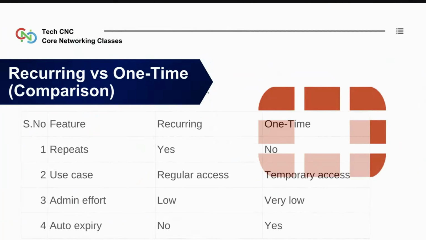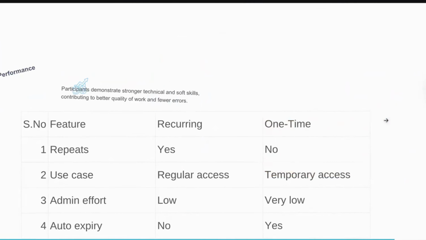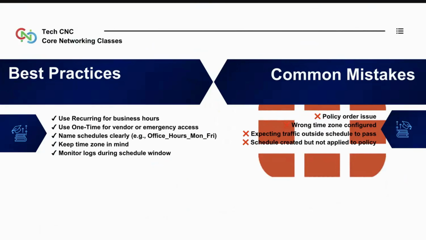So a quick comparison view here, right? About the recurring and the one-time: does it repeat? Yes, recurring repeats, but the one-time does not repeat. Use cases: regular access for recurring, temporary access for one-time. Admin effort is very low in recurring, and for one-time it is very low too. Just configure the one-time policy and then finish. Auto expire: recurring does not auto expire, but the one-time expires automatically, right? Because we have a specific time.